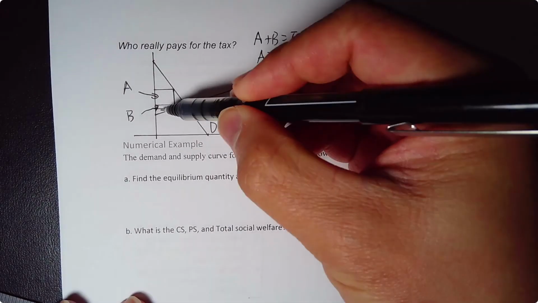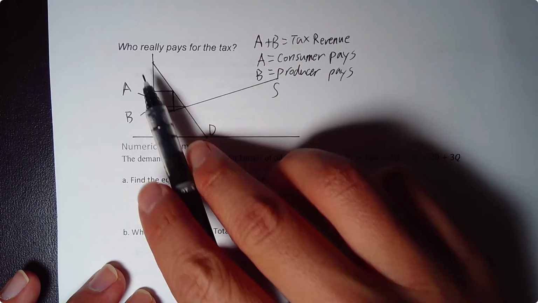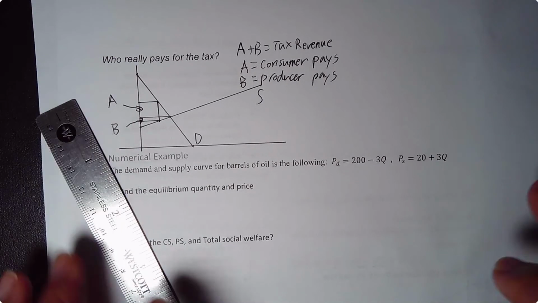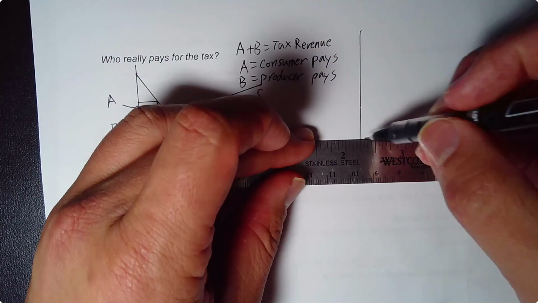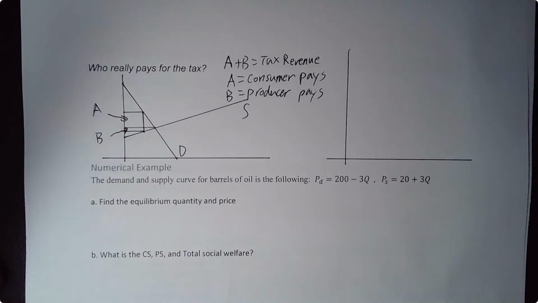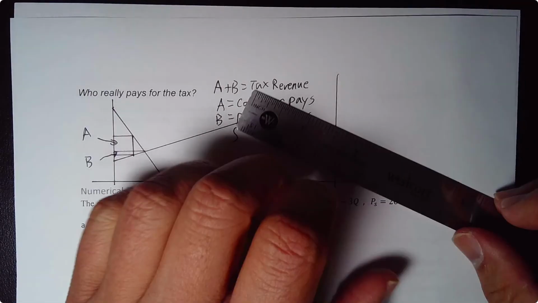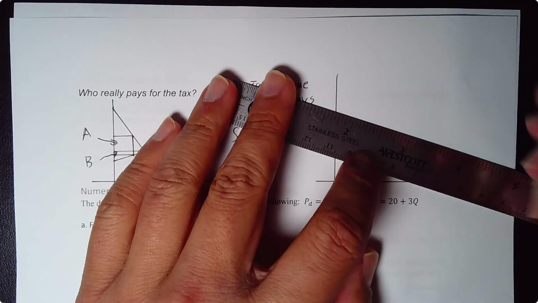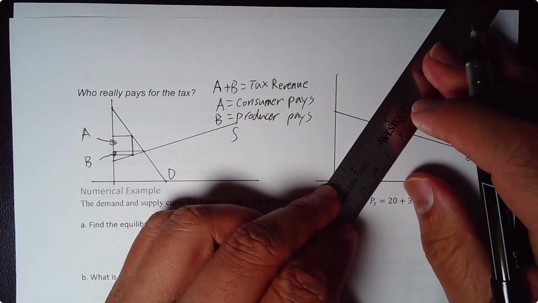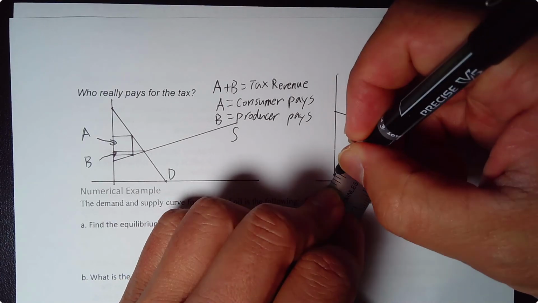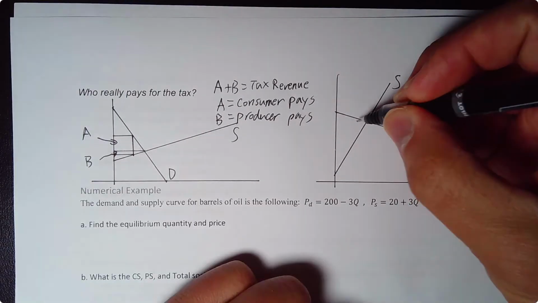So at the end of the day, the government doesn't control who actually pays the tax. It depends on the relative elasticity. I'll give you a different example. I'm going to draw a different market here where the demand is elastic and the supply is inelastic. To get an elastic demand, I just have to draw a flatter, less steep curve. And then to get an inelastic supply, let me just draw a steeper supply curve.